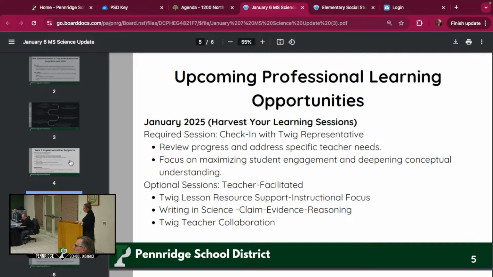And again, we have an opportunity for Twig teacher collaboration. The teachers have done a tremendous amount of work to really get to know the Twig resources. And a number of things have changed this year, including which content is instructed in which areas. And this is in alignment with the Pennsylvania STEELS standards and that adoption that we've made and those changes that are happening in real time.